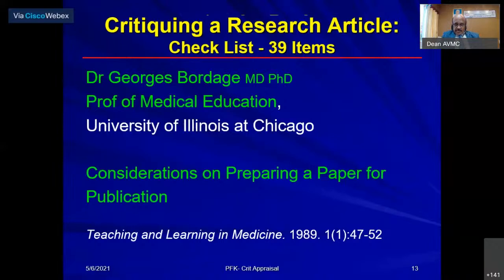Now, I always take help of this article written by George Bordage from the University of Illinois, a medical educationist and a physician, an internist, not an intensivist. This article was published almost 30 years back, 32 years back now, yes. And this is used across many journals, many places. It is a wonderful document wherein, for critical appraisal, you can use it to read an article, you can use it to write an article, and the marks have been allotted to that.